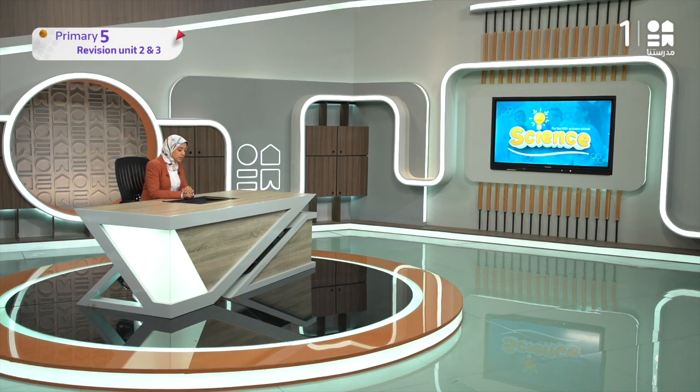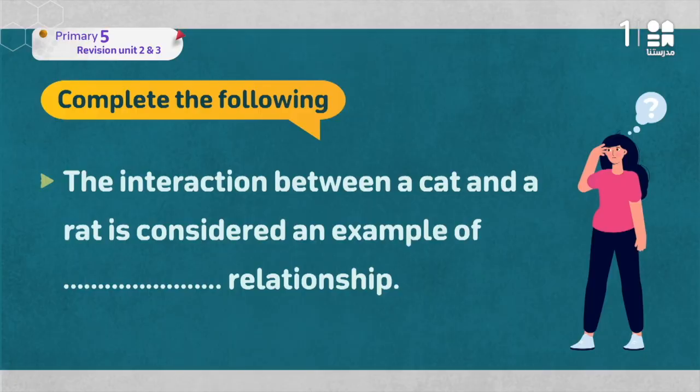Now, another complete. The interaction between a cat and a rat is considered as an example of which relationship? Cat and rat. We know that the cat preys a rat, so it's an example of the predation relationship. Okay? طبعا نفتكر سوا مع بعض يعني ايه predation. Predation it's a type of food relationship between two living organisms in which one of them devours the other one. زي مثلا هنا the cat preys a rat. Cat it's the predator and a rat it's the prey.